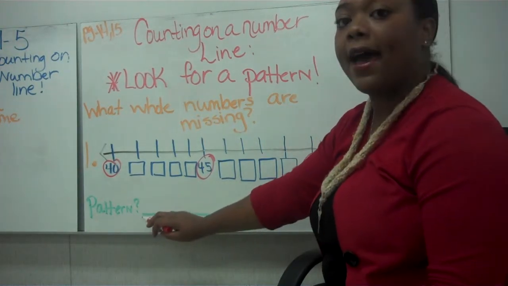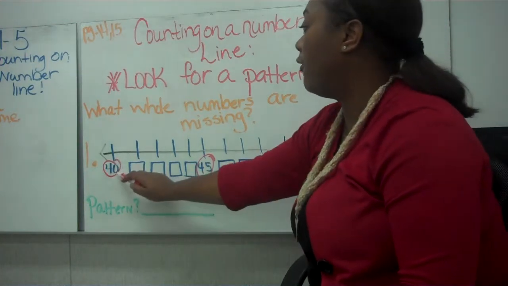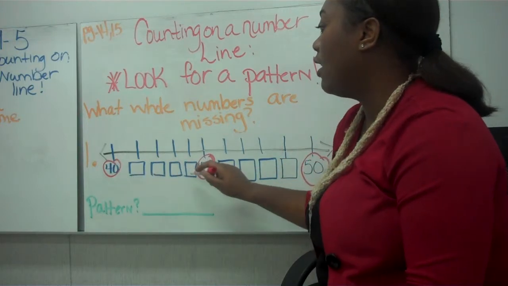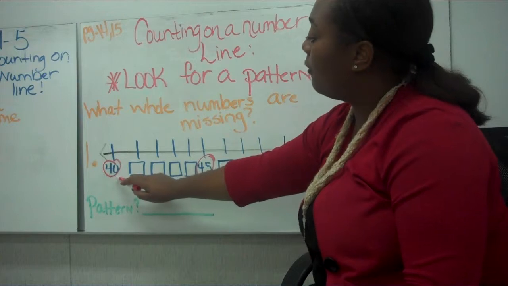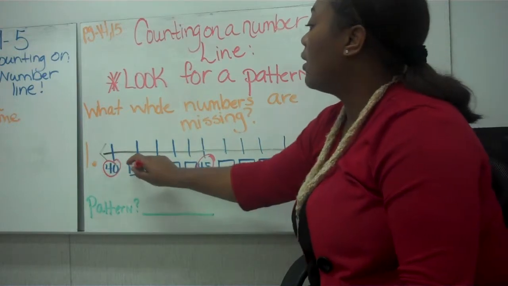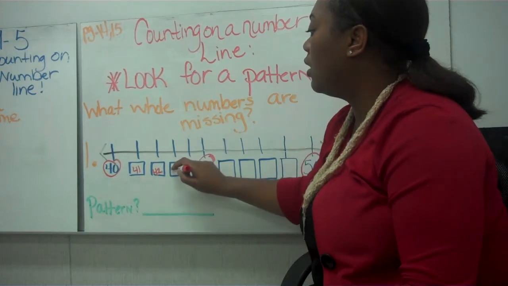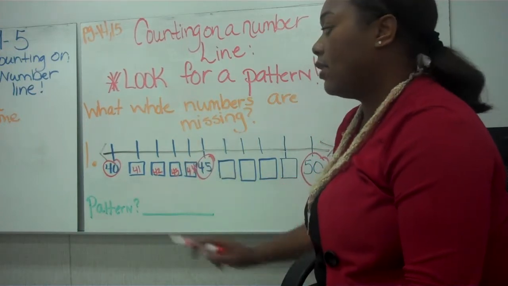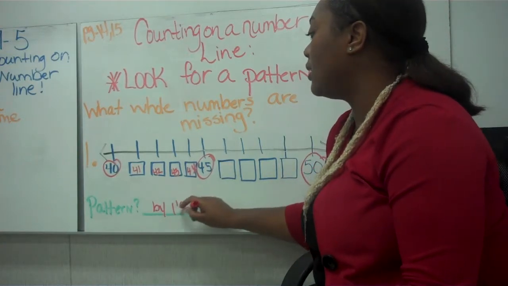Now when I'm trying to find a pattern, I need to ask myself, how many did it take for me to get from 40 to 45? There's 1, 2, 3, 4 boxes in between. So let's try to get from 40 to 45. 41, 42, 43, 44. So it looks like my pattern is counting by ones.